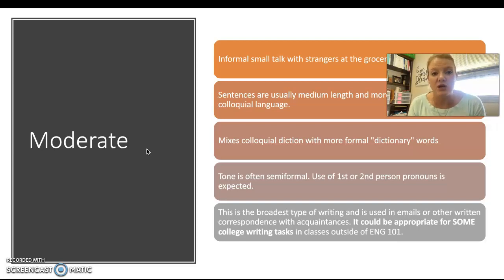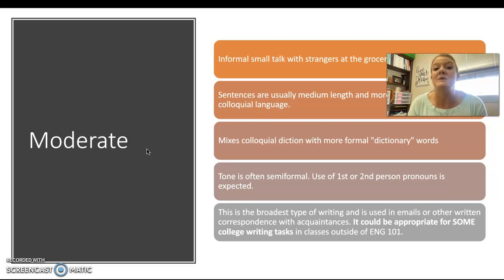So when we speak to strangers out in public, we tend to have longer sentences. They're of medium length. We usually use complete sentences because that helps us get our point across so that strangers don't misunderstand us. And we usually mix colloquial diction, so slang words and contractions, with more formal diction, or dictionary words, so to speak. Tone in moderate language is semi-formal, so yes, you're still using first person and second person pronouns, but it's just a little more formal than colloquial.